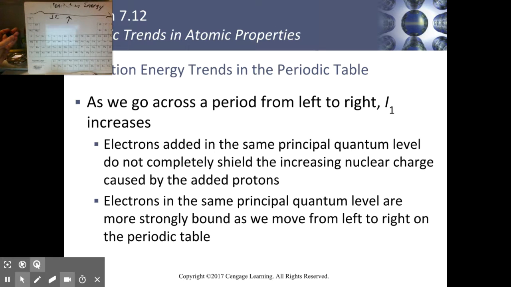And this is because the electrons in the same principal quantum level, which is the same energy level, are more strongly bound as we move from left to right on the periodic table. Okay, so the electrons added in the same principal quantum level, so all electrons that are added within energy level 3, for example, do not completely shield the increasing nuclear charge caused by the added protons. We're going to talk about effective nuclear charge when we get to atomic radii.